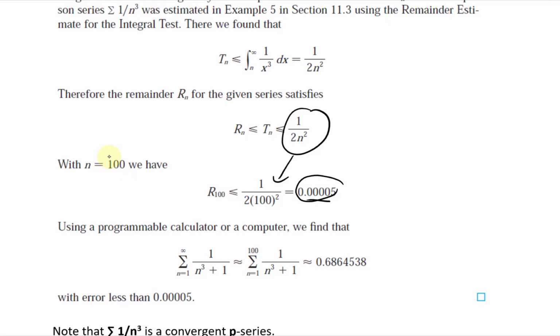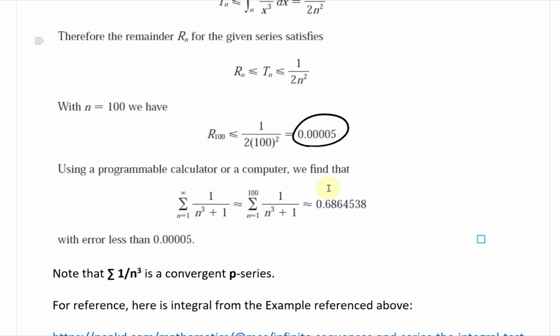So the remainder of the 100th partial sum is less than that. Using a programmable calculator or computer, we find that the summation from n equals 1 to infinity of 1 divided by n cubed plus 1 is approximately equal to S100, just plugging in up to 100. It's approximately equal because the remainder is so small.